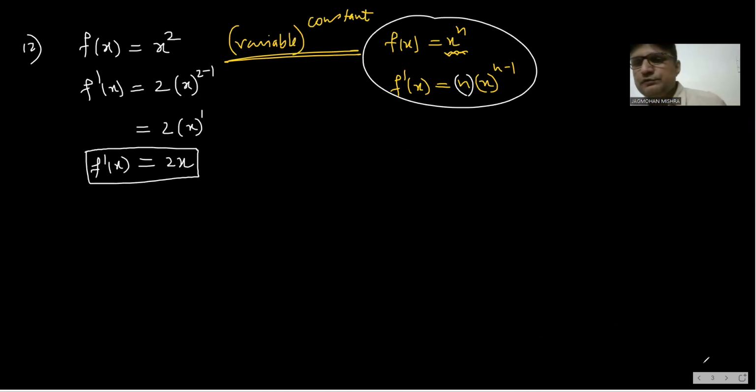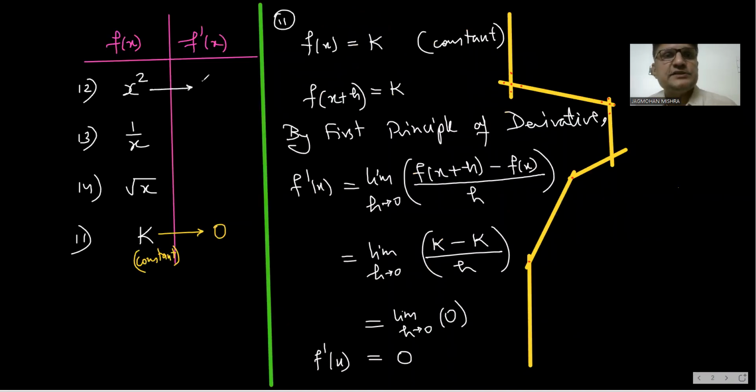This I hope you all have followed. What is f dash x? F dash x is 2x.